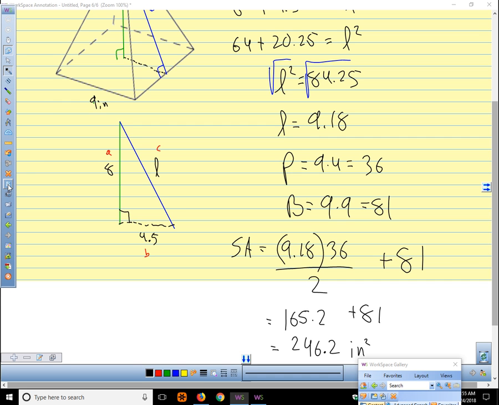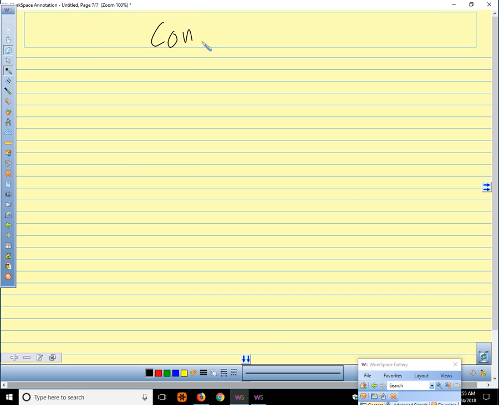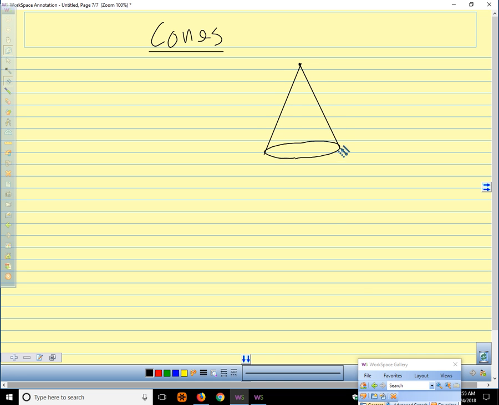Okay, let's look at cones. So the easy way to draw a cone is if you draw a little oval and then a dot above, and then just connect the dot with the side of the oval, and there you have a nice cone.